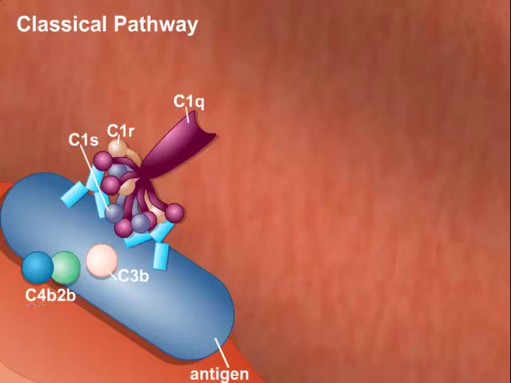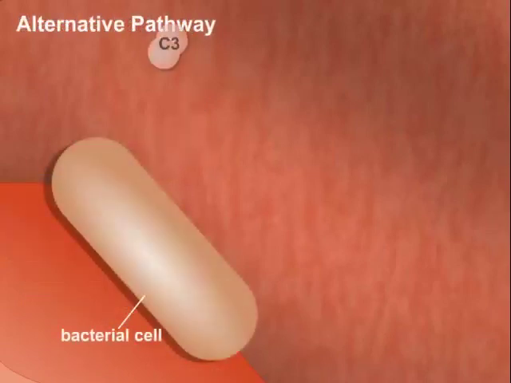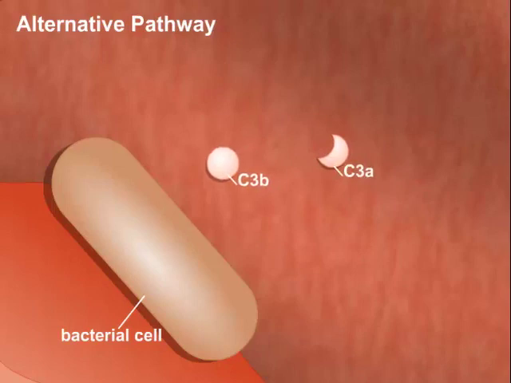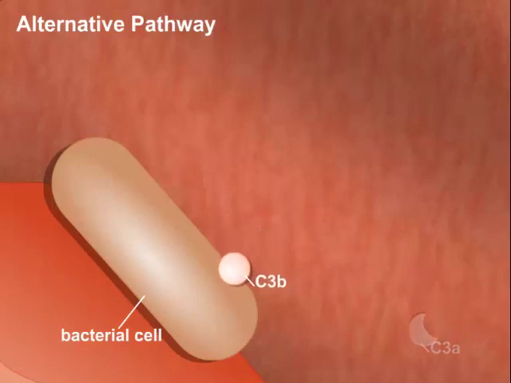C3b then adsorbs to C4b2b to form C4b2b3b. This structure is called C5 convertase. The alternative pathway does not require the presence of antibodies. Activation begins with cleavage of C3 into C3a and C3b, either spontaneously or by a blood protein. C3b binds to foreign substances.